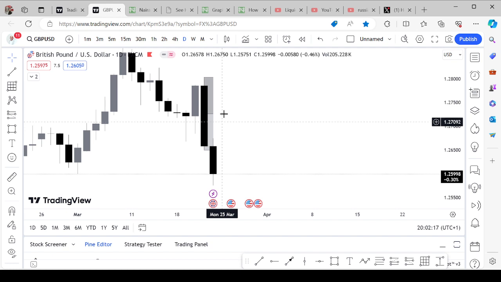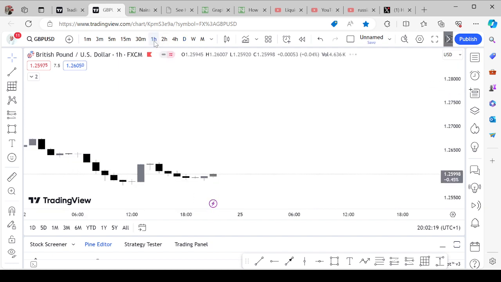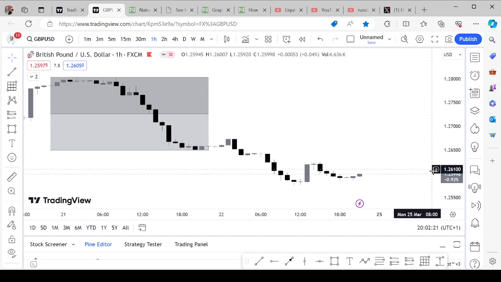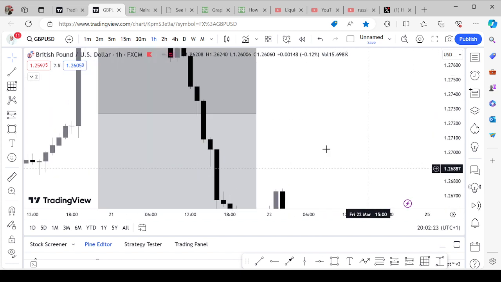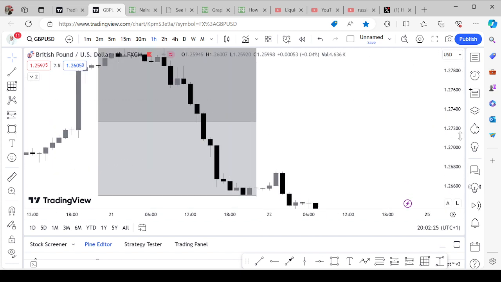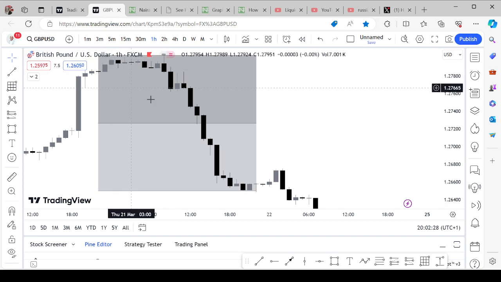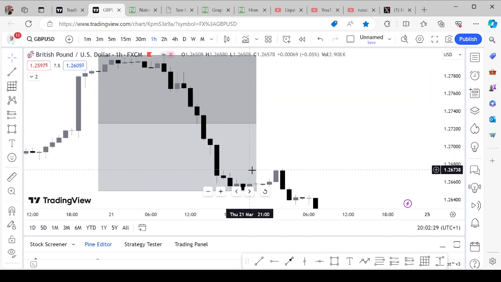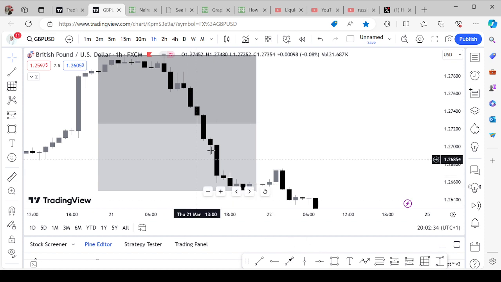Now after I've done this, I'll come to the 1 hour time frame. It has shown me what happened throughout yesterday. As you can see, from here to this place is enough for me to trade. So I will start identifying all the fair value gaps. Now, if you look at this chart, here is a fair value gap.